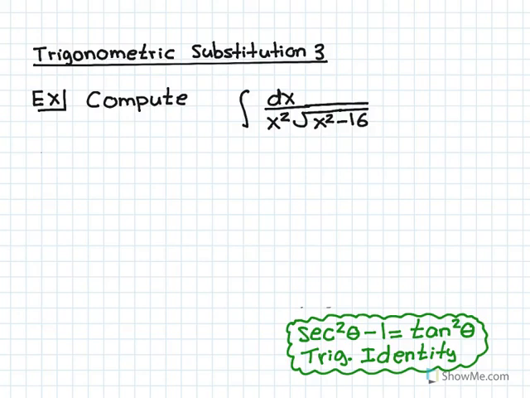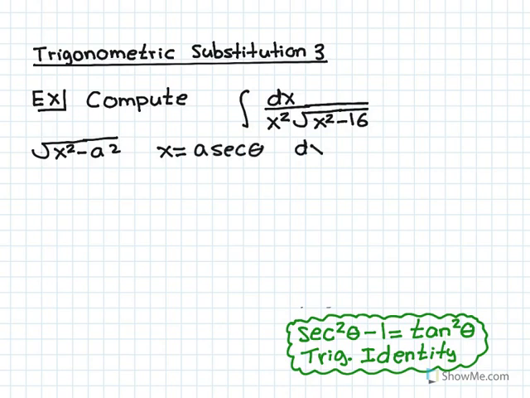In this video, we're going to look at another example of trigonometric substitution. Here we have the integral of 1 over x squared times the root of x squared minus 16, integrated with respect to x. If you have the pattern root of x squared minus a squared, that means variable squared minus constant squared, we make the trigonometric transformation x is equal to a secant theta.